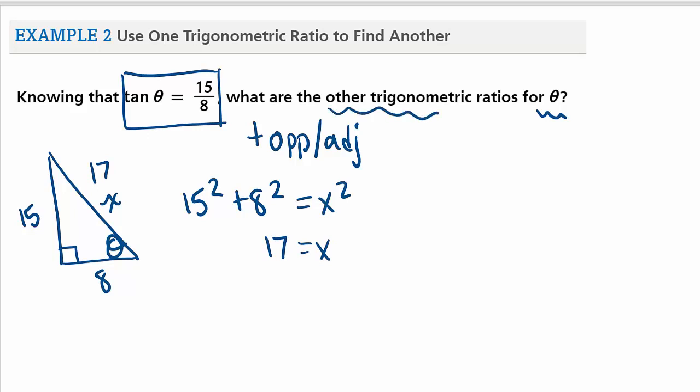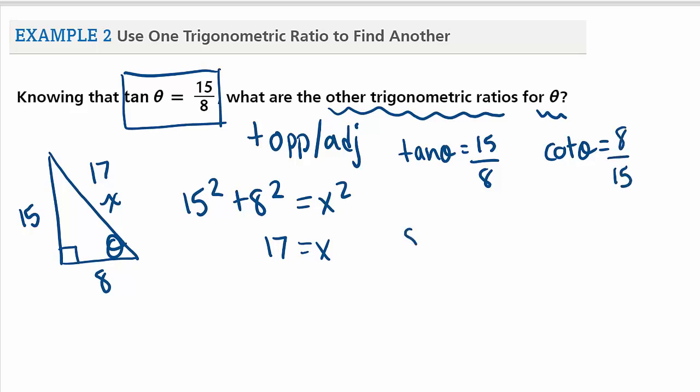Now we can find the other trig ratios. We only have 5 left to find because we were given tan. So if tan theta is 15 over 8, then we already know cotangent theta because it's the reciprocal. So 8 over 15. We'll find sine and cosecant and cosine and secant.